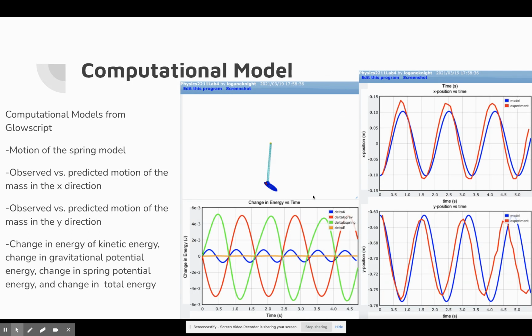So for our computational models we were able to get out the motion of the spring model. So our motion is right in this blue area here. Our observed versus predicted motion in the x direction and y direction, and our change in energy of kinetic energy, gravitational potential energy, spring potential energy, and change in total energy.